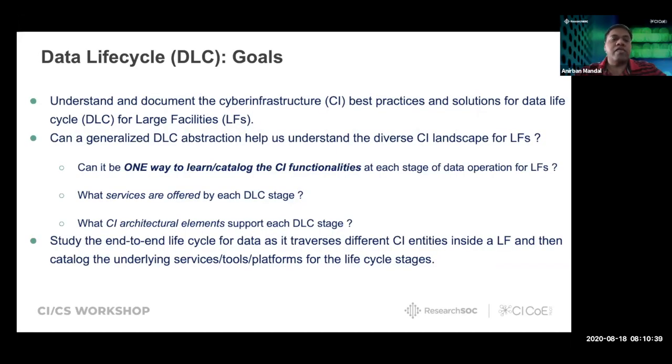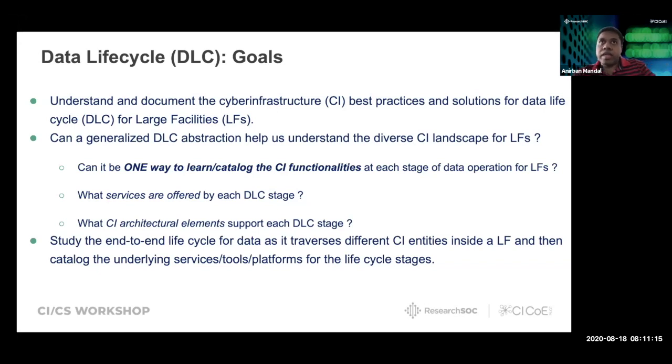So what are the goals for the data lifecycle? We wanted to understand and document the CI best practices and solutions for large facilities. When we started studying these large facilities, we thought: can a generalized data lifecycle abstraction help us understand this diverse CI landscape across the facilities? Can it be one way to learn and catalog the CI functionalities for each stage of the life cycle?